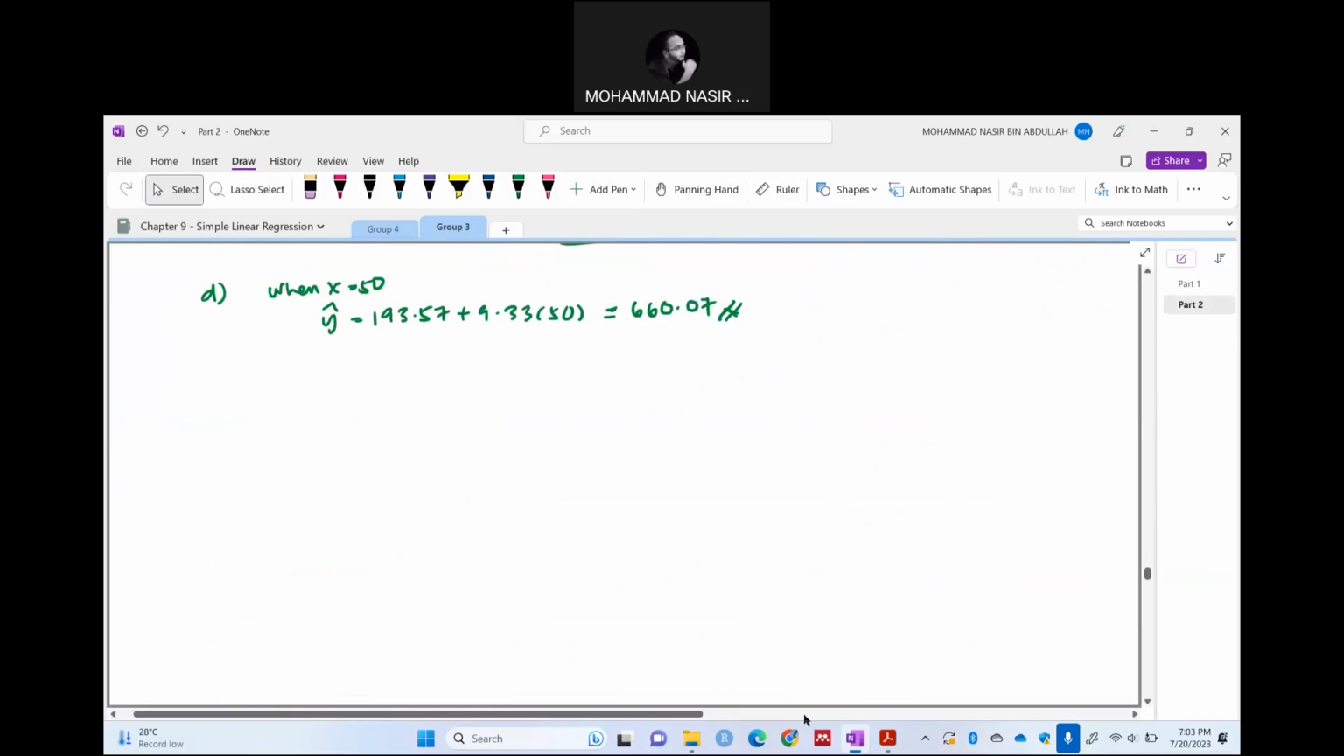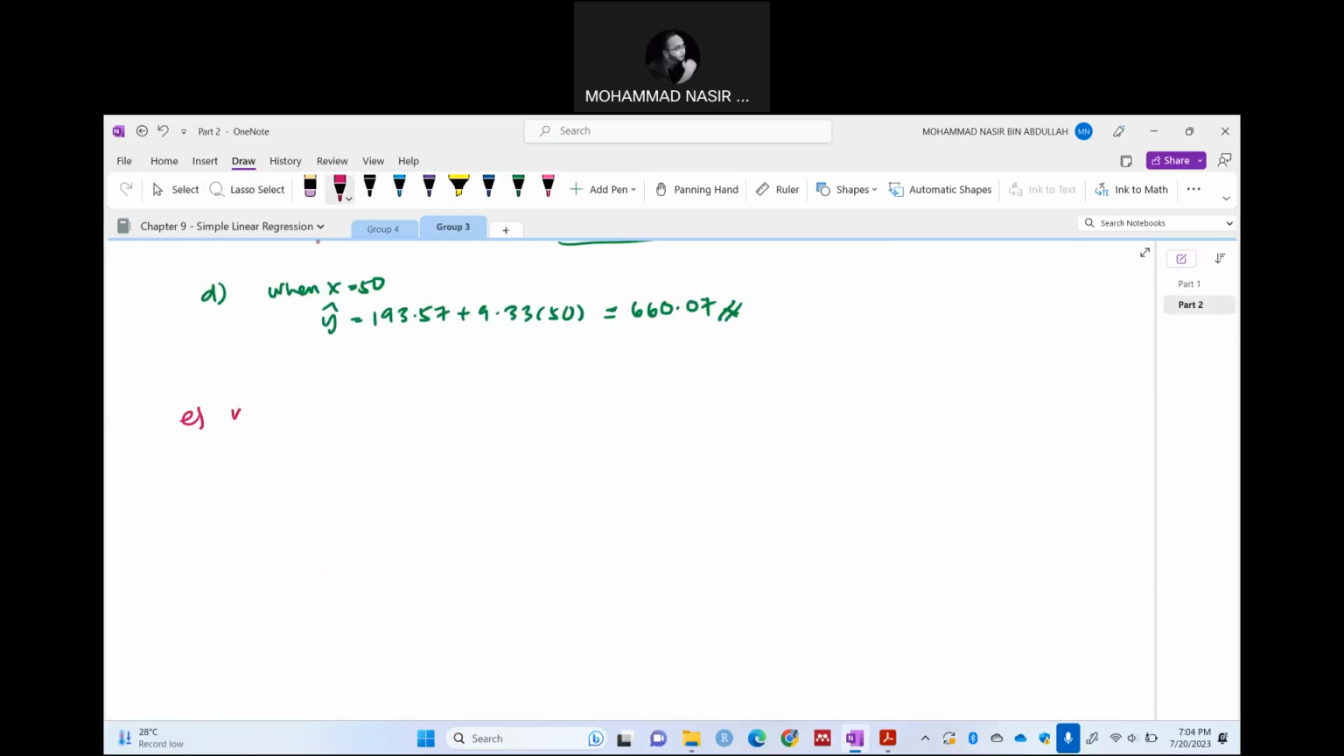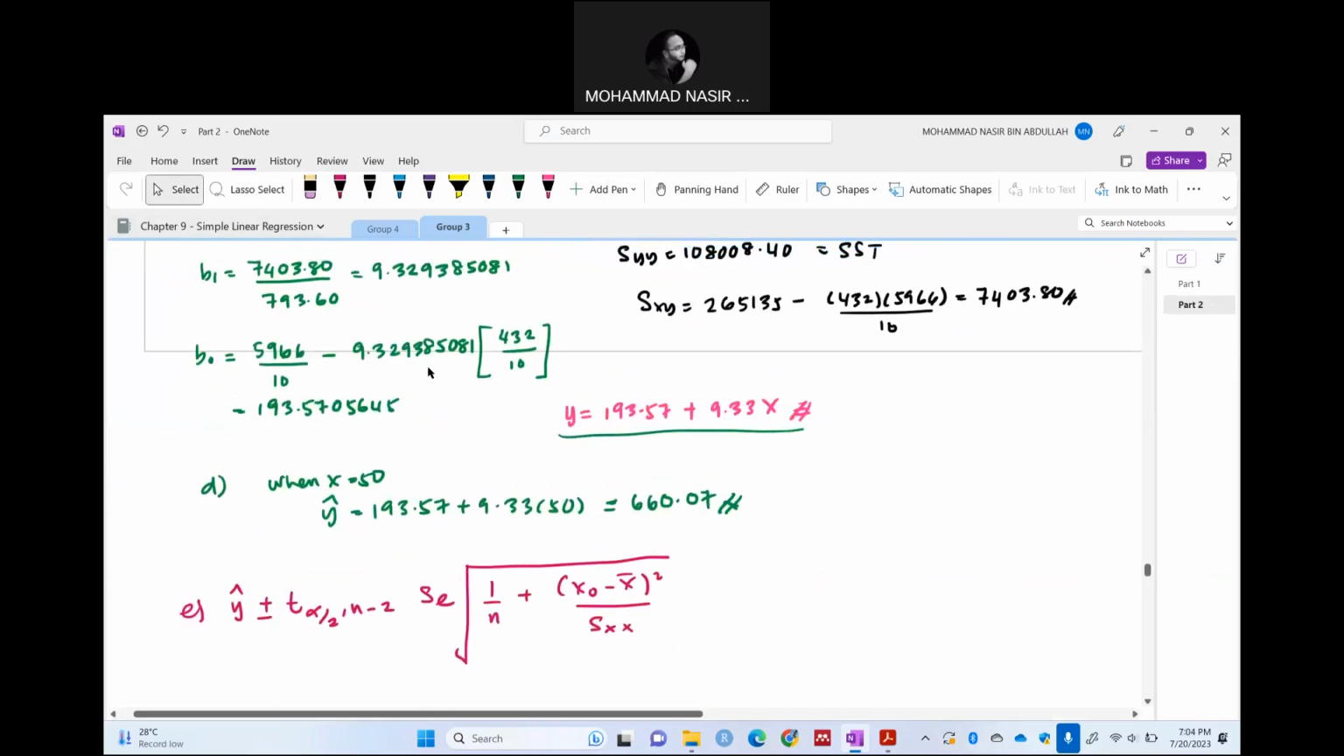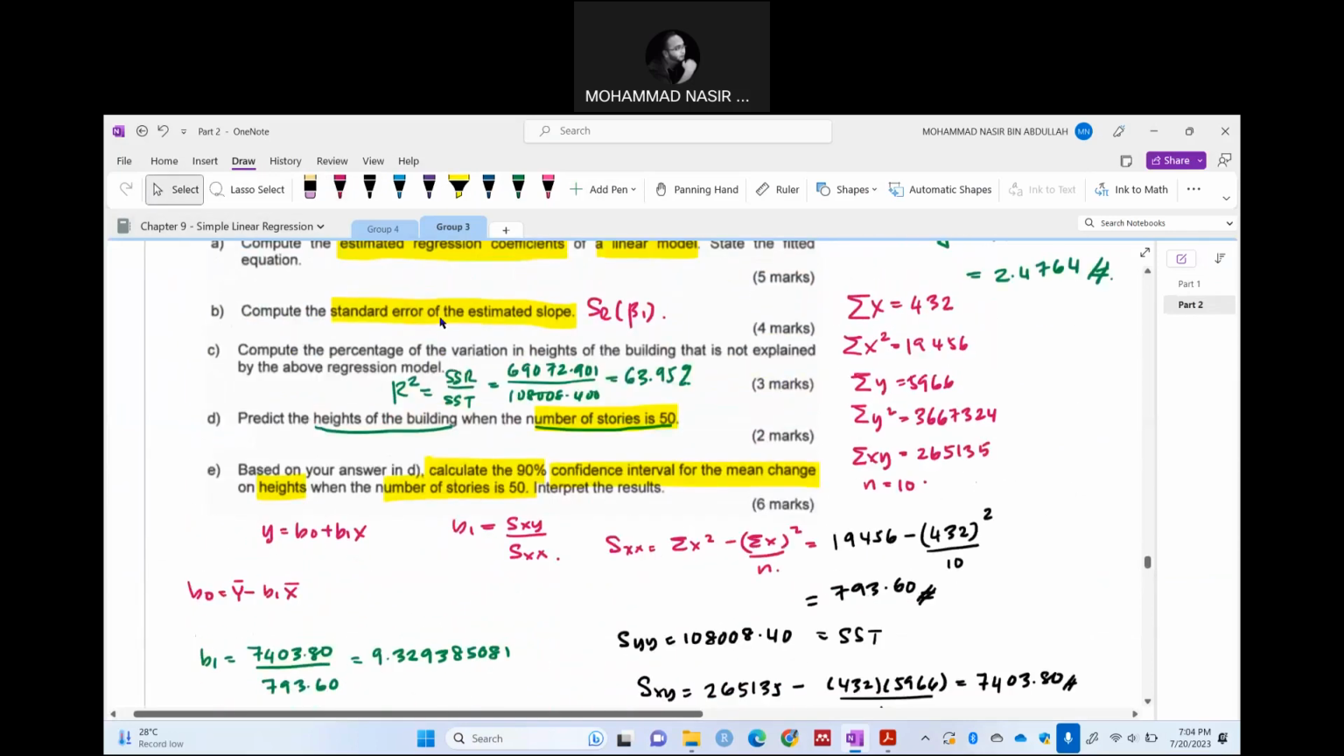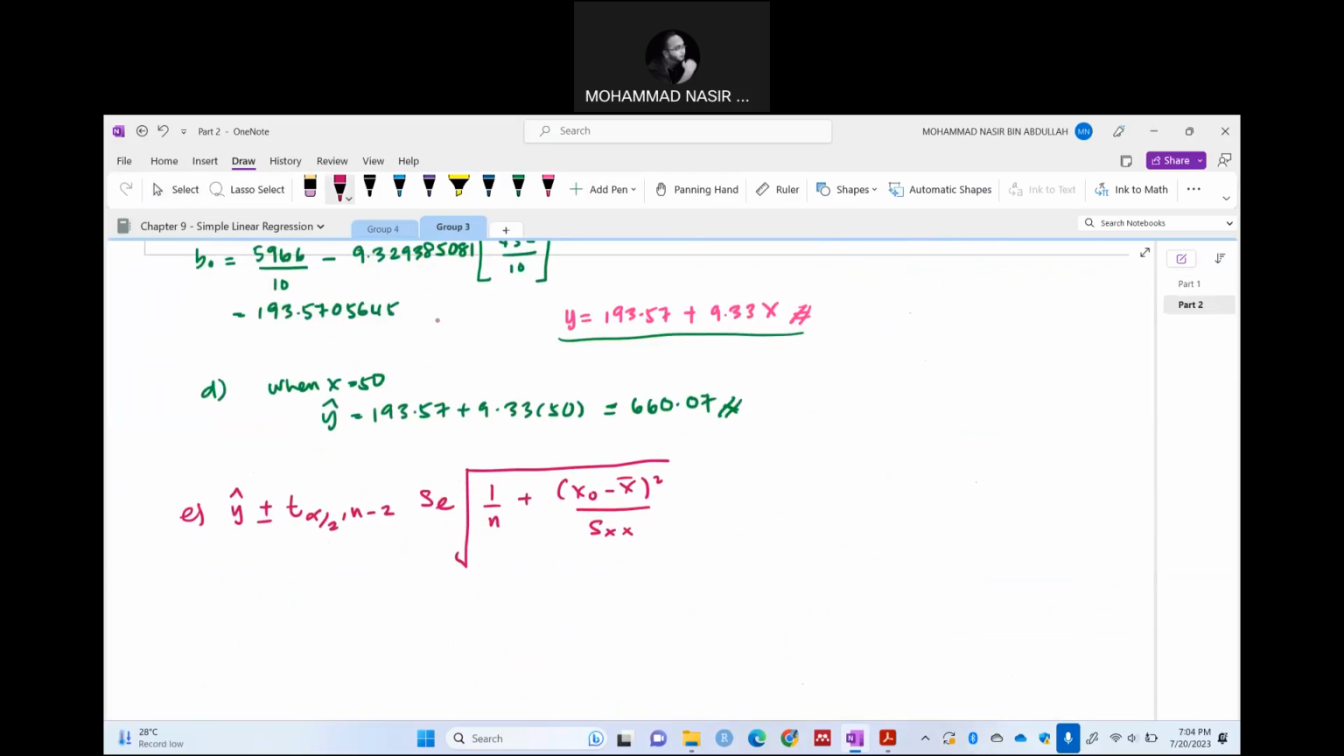Right. So the confidence interval for mean, this is E. So y hat plus minus t alpha divided by 2, n minus 2, standard error multiply with square root of 1 over n plus x naught minus x bar square divided by Sxx. Right. So we want to find 90%, right? Alpha equal to 0.1.